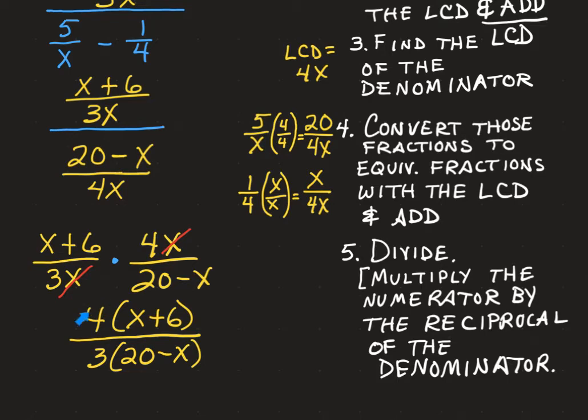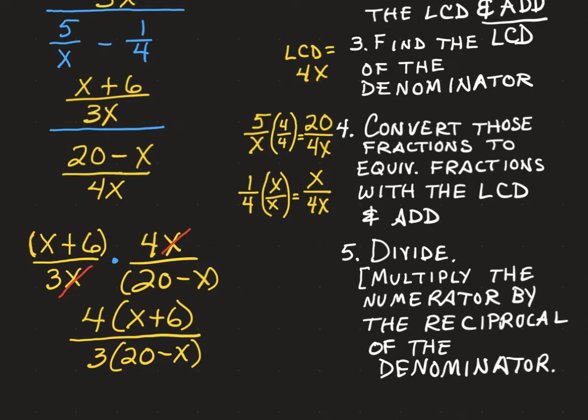I have slightly changed the order, but 4 times the quantity x plus 6 is the same as the quantity x plus 6 times 4. We are done. I did remember to put in parentheses here because whenever you have a fraction bar, that acts as a grouping symbol. So if it helps you to put in those parentheses first, by all means, do it. Leave your final answer in its factored form so you are sure there is no further simplification to be done.